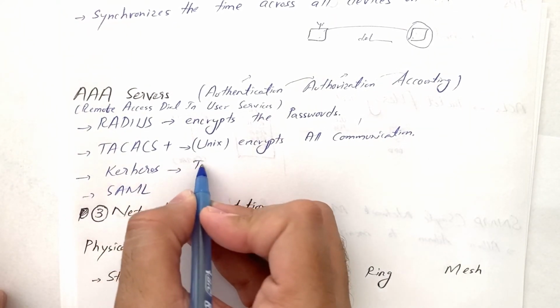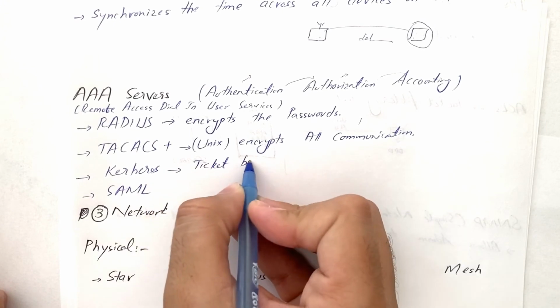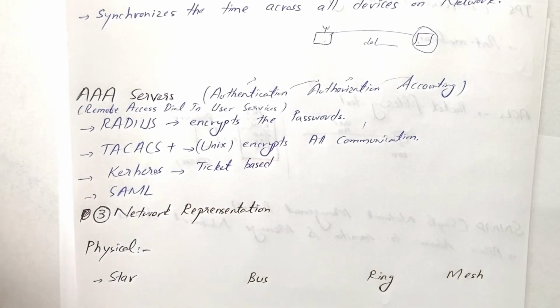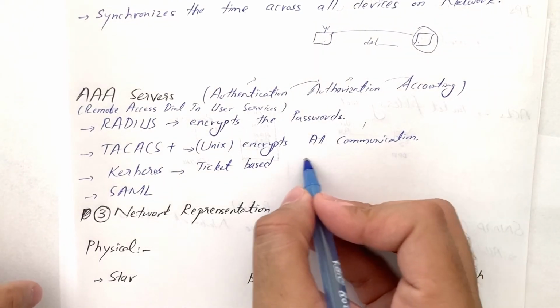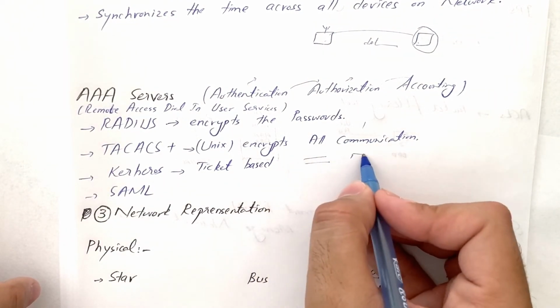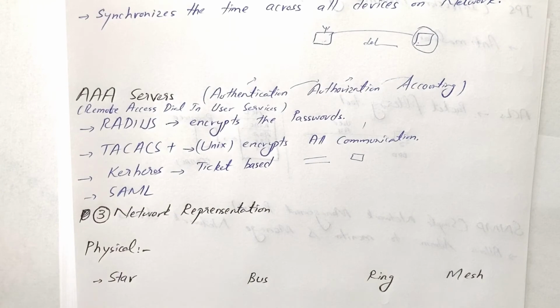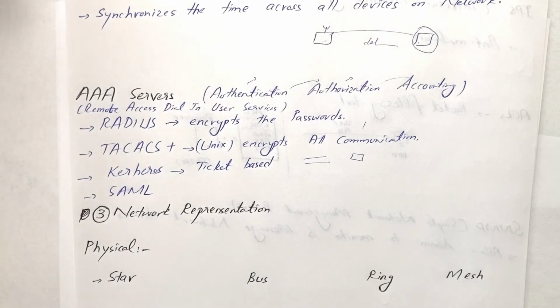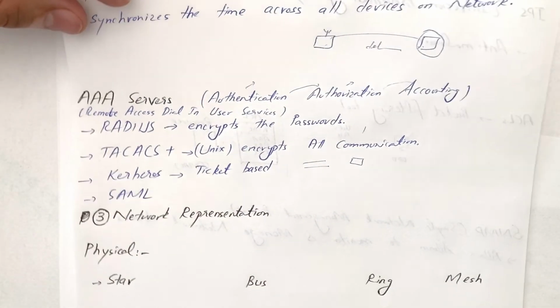Kerberos is basically ticket-based. We will discuss Kerberos in detail in our cryptography chapter. After basic authentication, the user will be issued a ticket, and then the user can show the ticket and access any device. Same is the case with SAML. We will discuss that in detail.